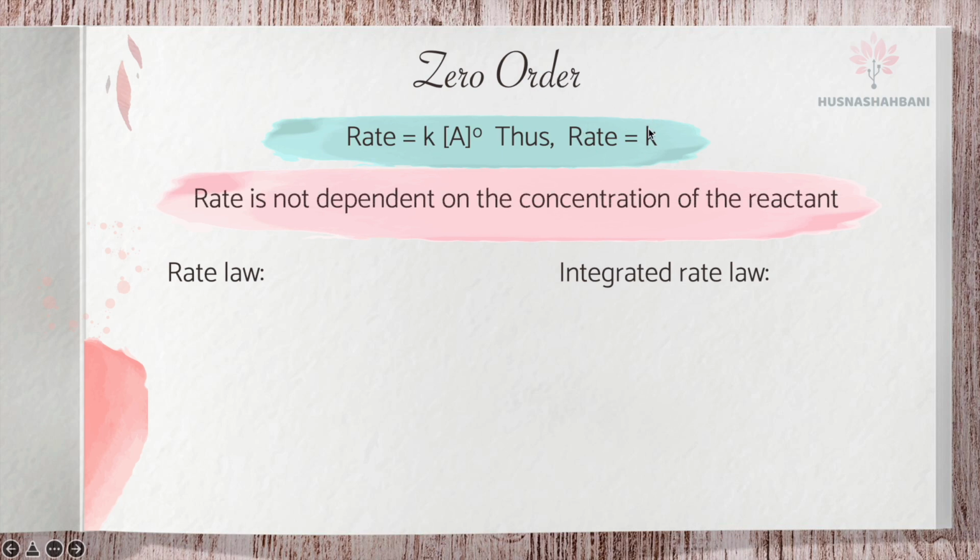From this rate law, we know that rate is not dependent on the concentration of the reactant, because rate is equal to k. There is no concentration of reactant at all in the rate law for zero order. Know that rate is equal to k for zero order, and rate equals negative dA over dt. So k is equal to negative dA over dt.